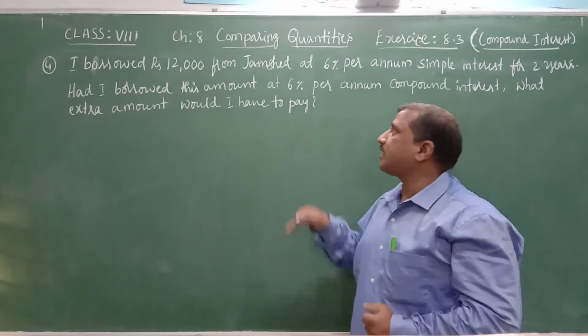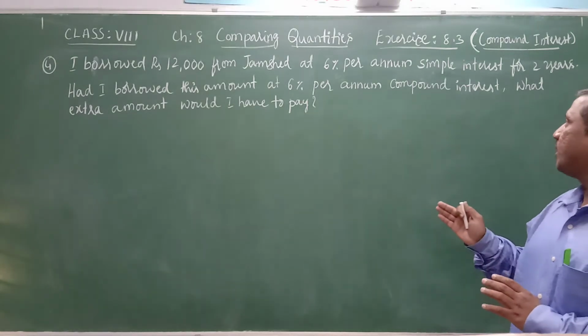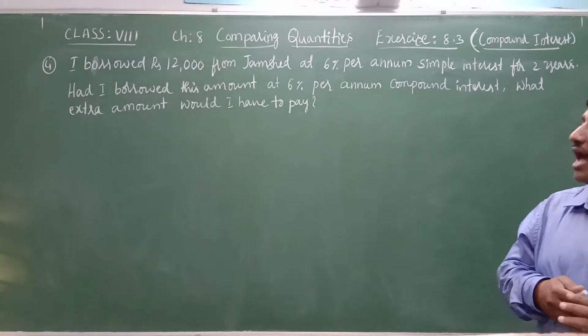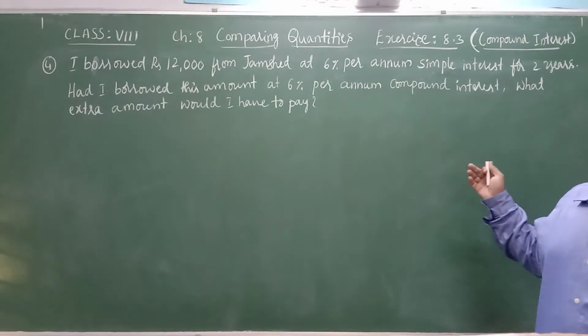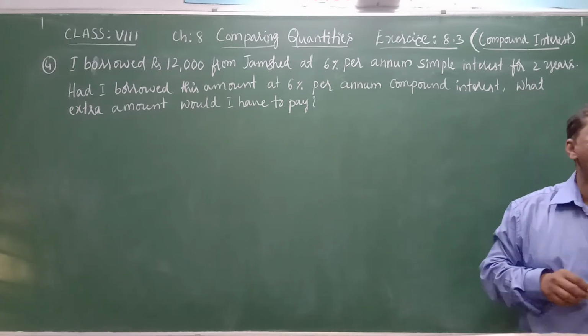Had I borrowed this amount at 6% per annum, the same rate of interest, compound interest, what extra amount would I have to pay? That we have to find out. Extra amount means find the compound interest and find the simple interest. Observe in which case we pay the more amount. Definitely we will pay more in the form of compound interest. How much more we have to pay with compound interest, that we have to find out here.